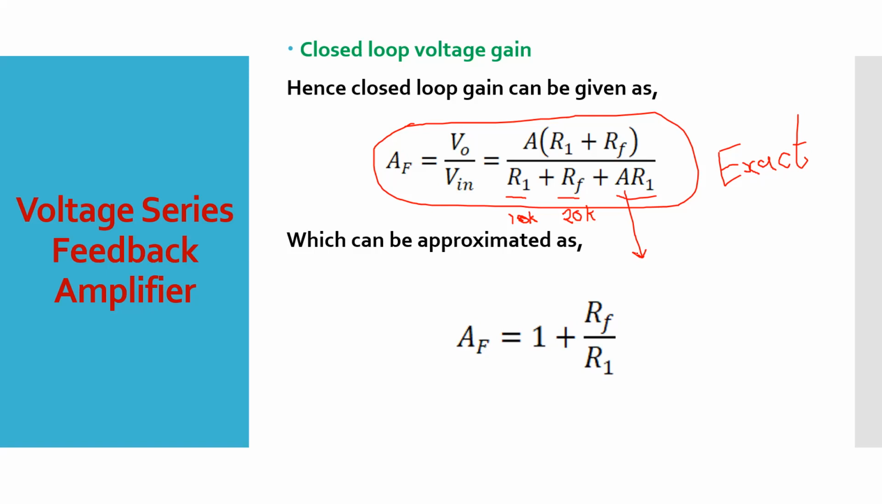What is the capital A here in the equation? Sir, gain. It is the open loop gain, right? Now, what is the range of open loop gain? It is going to be in terms of lakhs, right? 2 lakh, 3 lakh, 4 lakh, something like that. And that gain is in product with your R1.